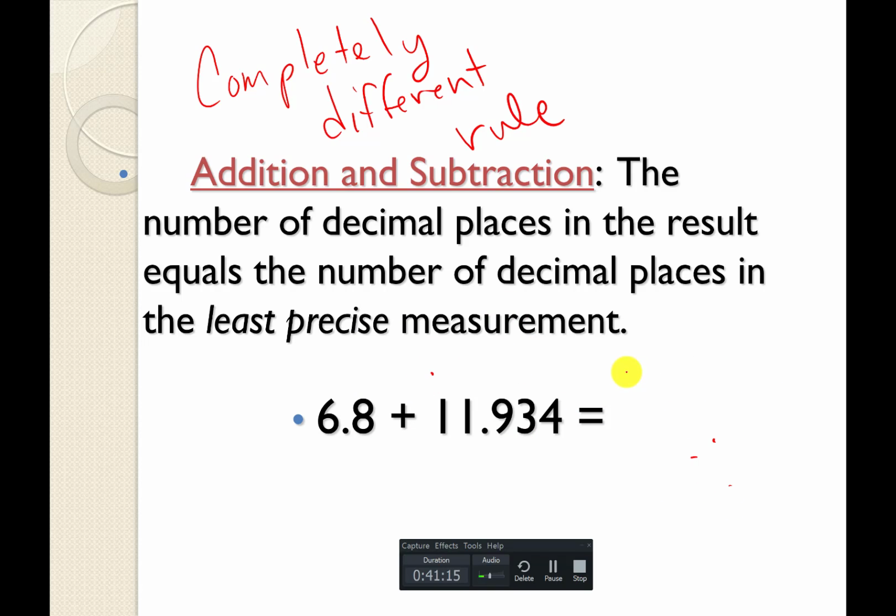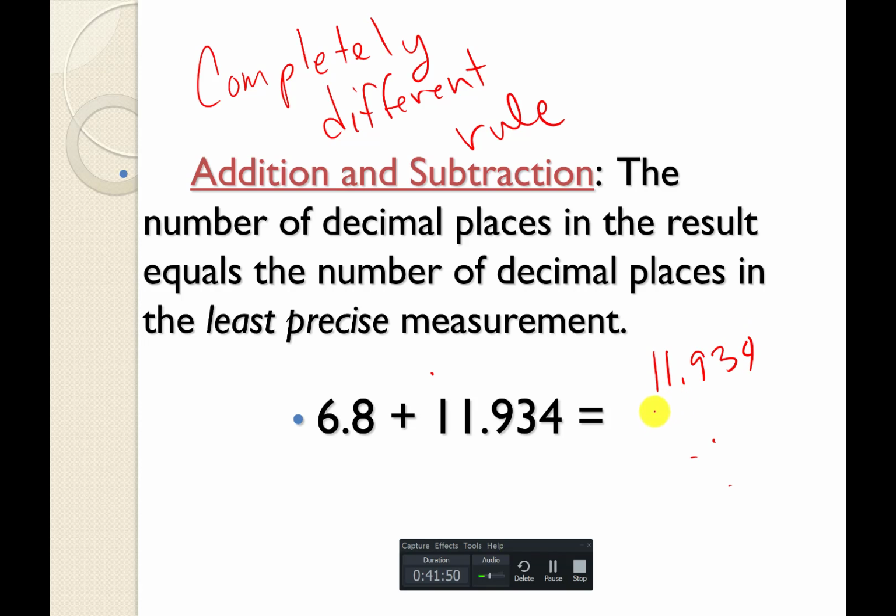All right, 6.8 plus 11.934. Which of these two numbers has the least decimal places? Of course, that's going to be 6.8 because it only has one decimal. Okay, this one has 3 decimals. This one only has digits up to the tenths place. Therefore, our answer can only have digits up to the tenths place. Again, I like to do this vertically. It just makes a lot more sense to me.